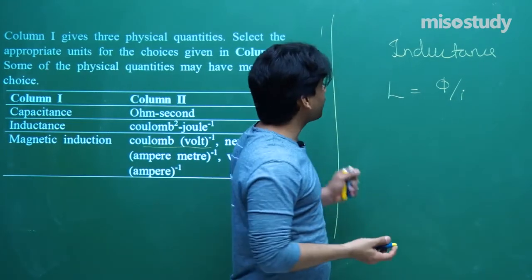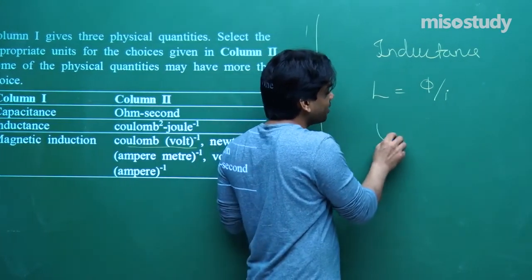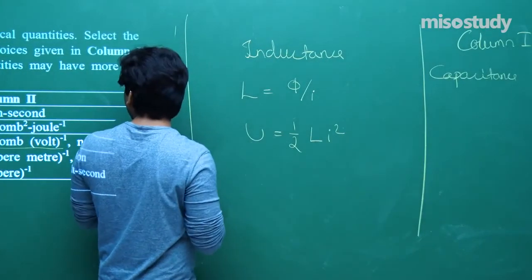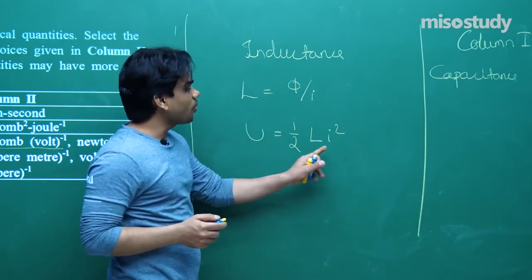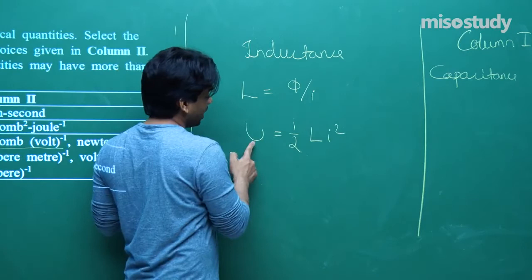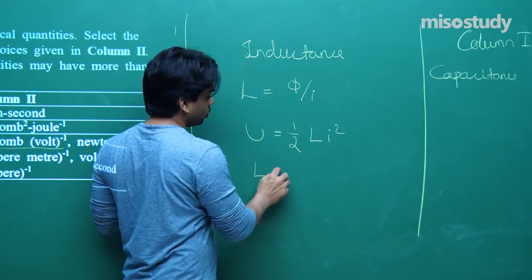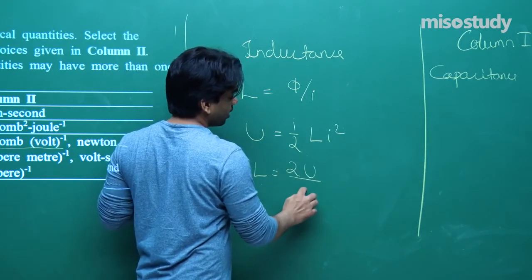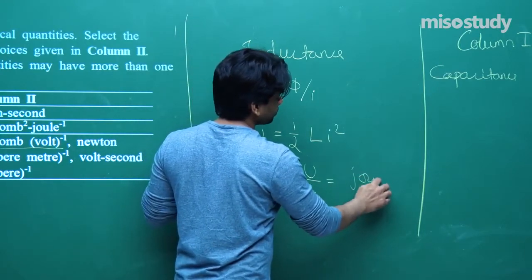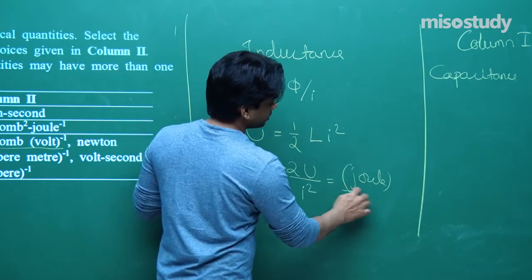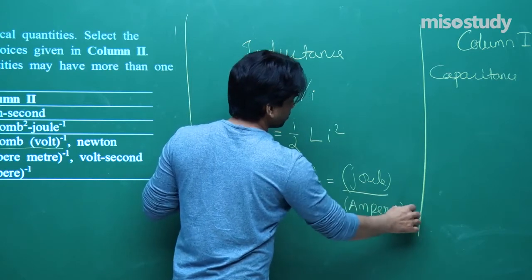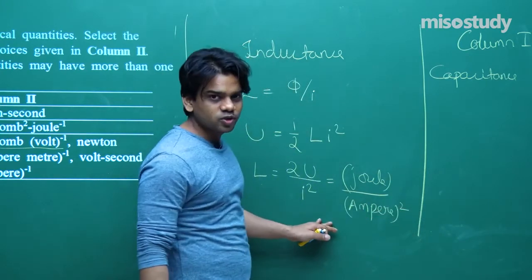So how to actually find out? Again, I can write energy is equal to half L I square. This is what I can use. Now from here, L equals 2U by I square. So again we'll be having joule per ampere whole square. This term you'll be having. So again this is not matching.